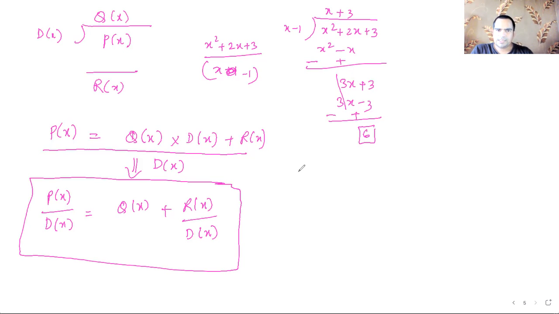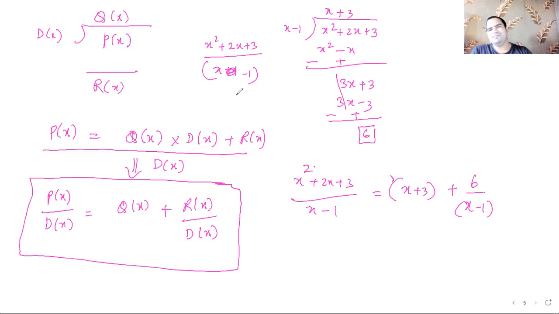Now what you notice is that if I have to write down x squared plus 2x plus 3 over x minus 1, this can be written as the quotient, which is x plus 3, plus the remainder, which is 6, over the divisor, which is x minus 1. And if you simplify this, you will notice that you're getting the exact same polynomial. That's the magic of all these methods with polynomials. Obviously, this will be very helpful when we are working on rational functions as well.